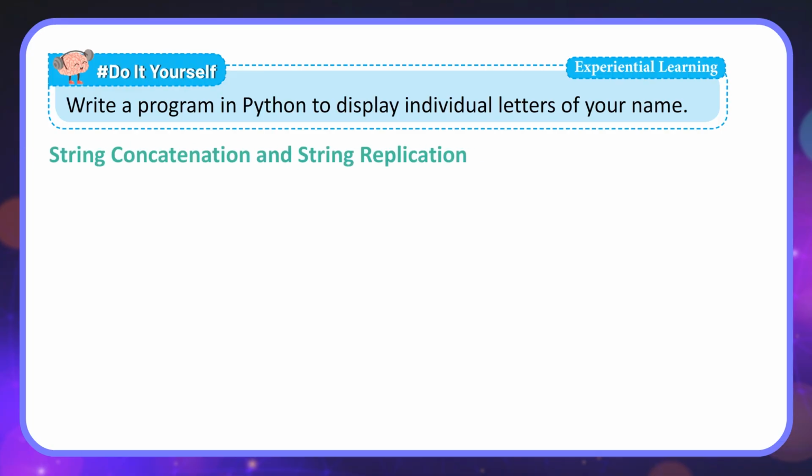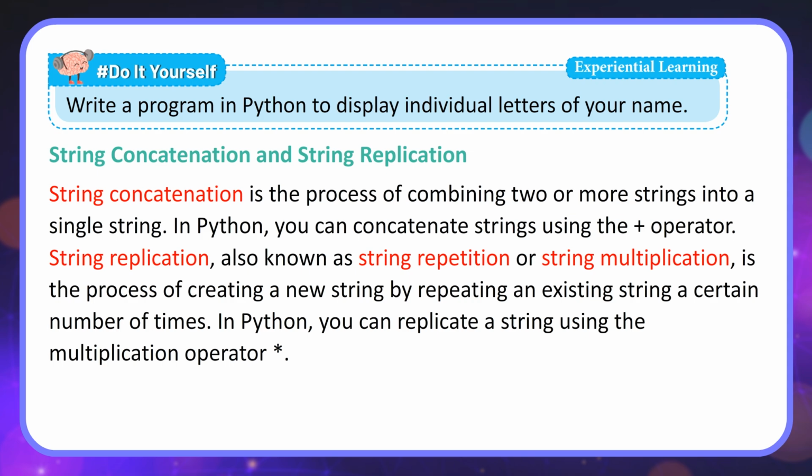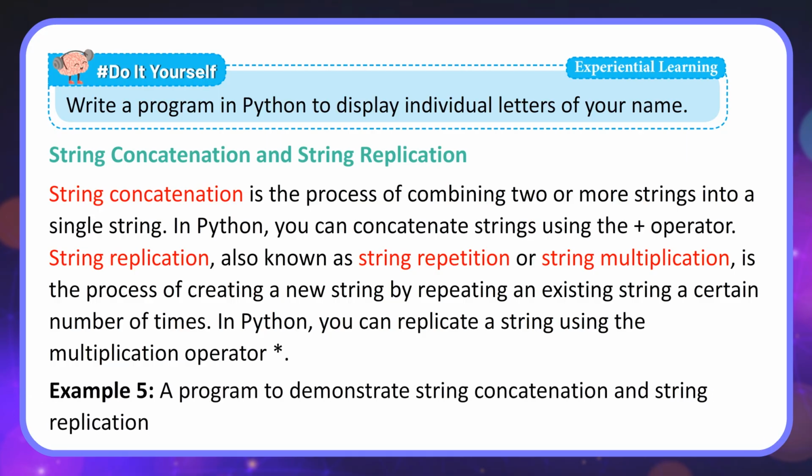String concatenation and string replication. String concatenation is the process of combining two or more strings into a single string. In Python, you can concatenate strings using the plus operator. String replication, also known as string repetition or string multiplication, is the process of creating a new string by repeating an existing string a certain number of times. In Python, you can replicate a string using the multiplication operator. Example 5. A program to demonstrate string concatenation and string replication.